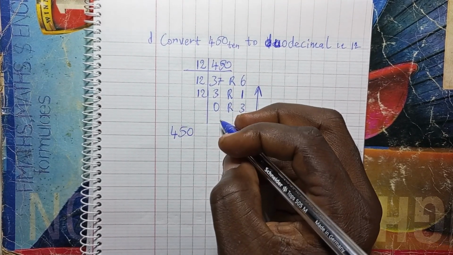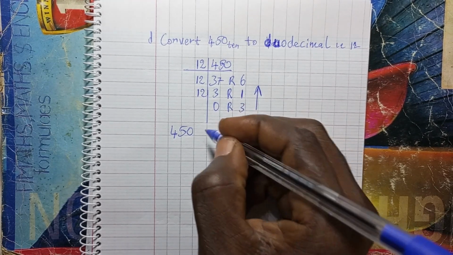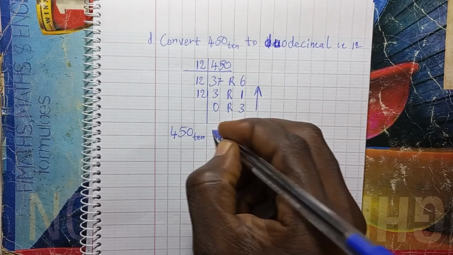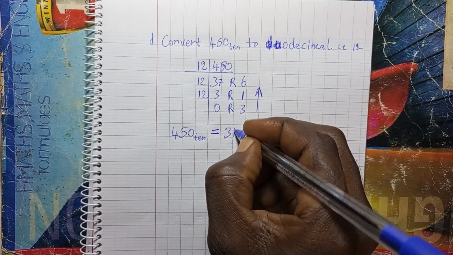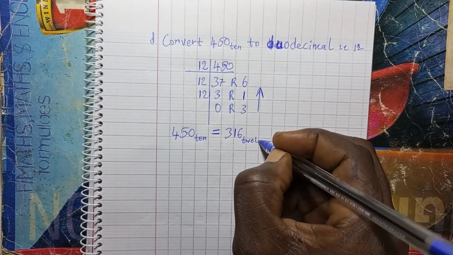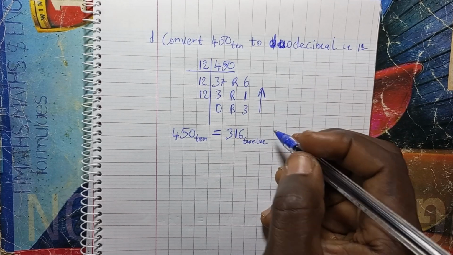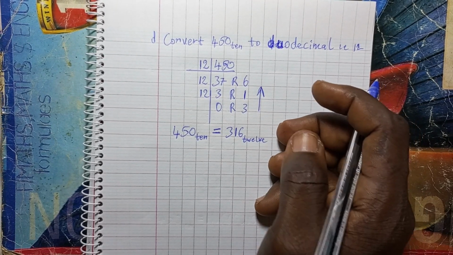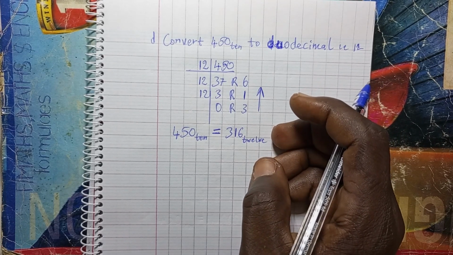450 base 10 is equal to 316 base 12. So these are the answers to the question. So that's how to convert from base 10 to other bases.